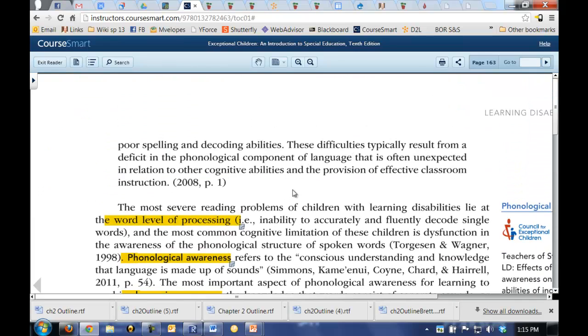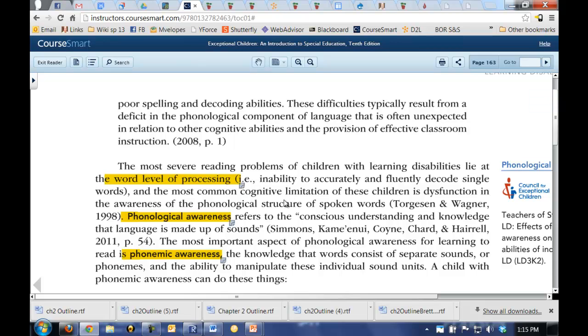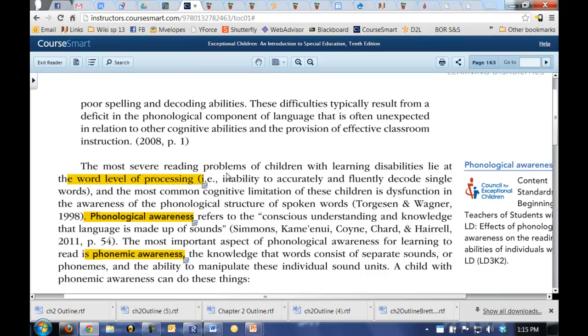Now, here's some things I want you to bring in. And I'll give it to you. The most severe problems of children with learning disabilities lie at the word level of processing.